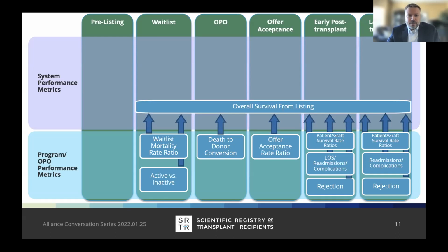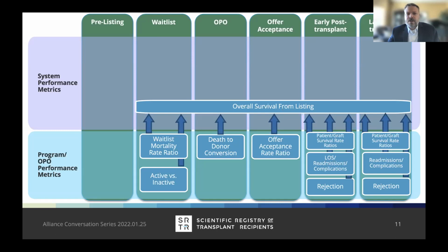So if you improve their waitlist mortality rate, you keep them healthy so they can stay active on the list. If the OPO in the area has really good donor conversion, if the program is good at accepting the offers that are coming their way, and they have good patient and graft survival at the end here, and perhaps reduce rejection episodes, et cetera, all of that plays into having the patients have a good experience, a good overall survival from listing. And it's for that reason that the MPSC chose to look more toward those metrics at the bottom.